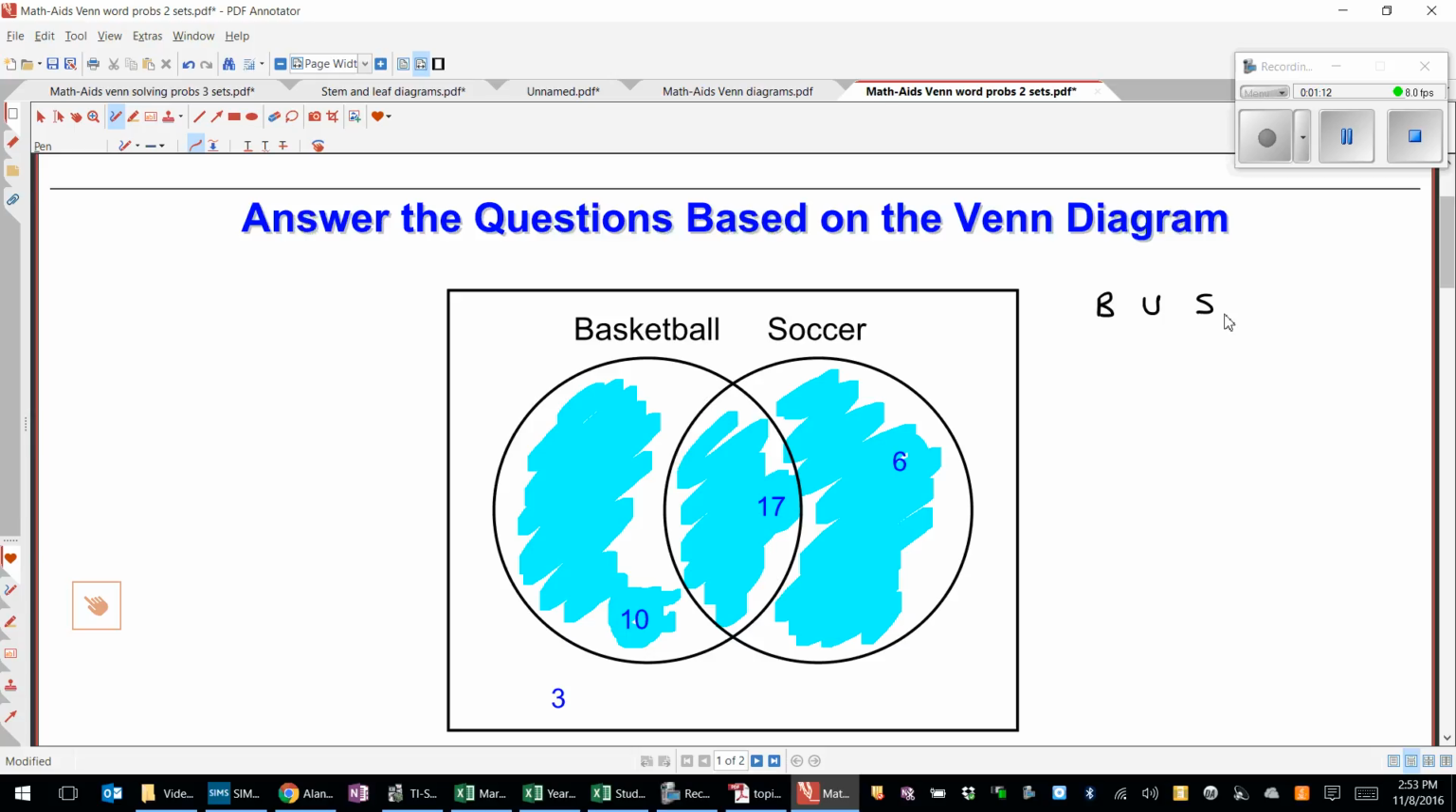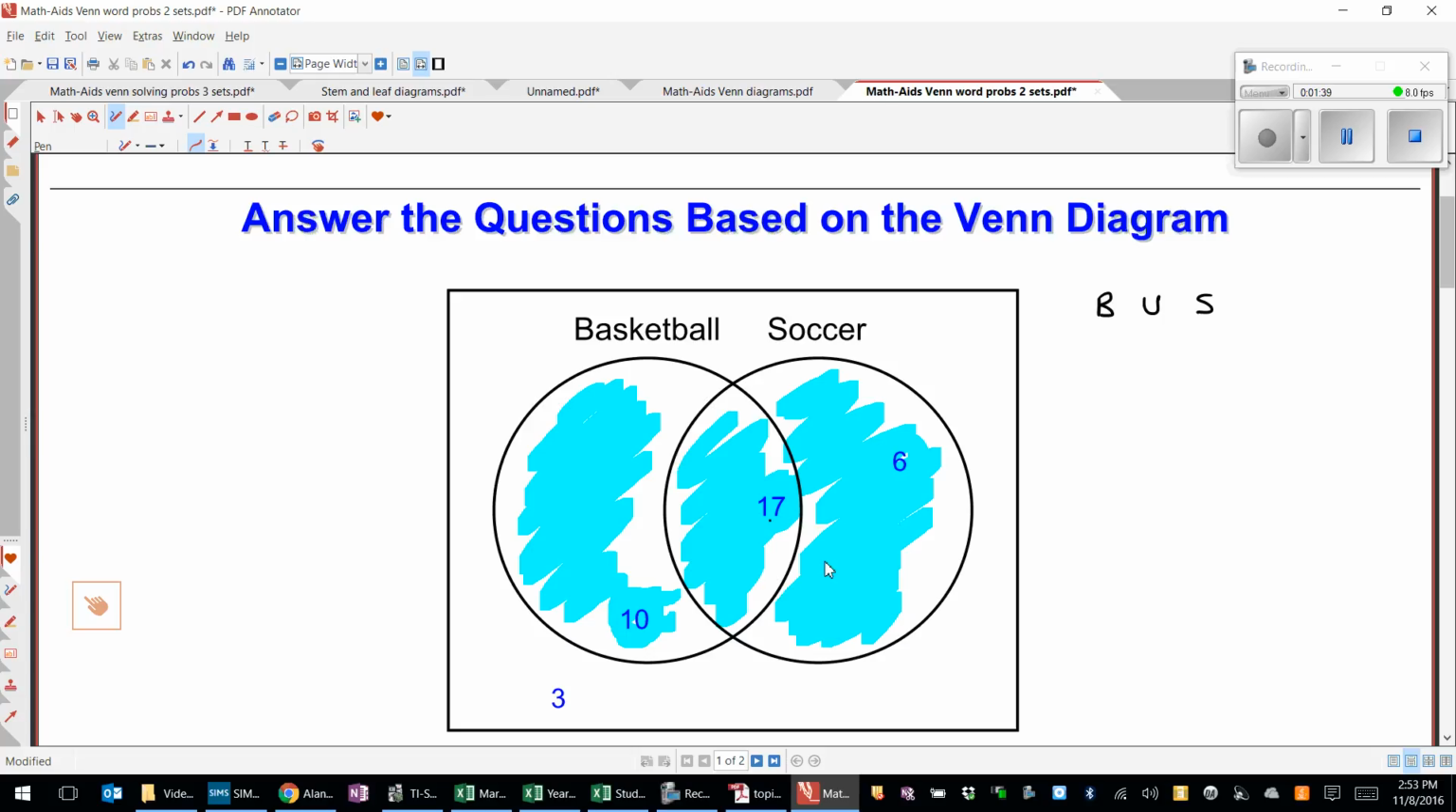So the word "or," basketball or soccer, means you consider everything. I guess what you're probably thinking is, the 17 shouldn't be in there. Basketball or soccer, but the thing is, these people here like basketball or soccer. They just happen to like both. Well, that's an "or." It depends on the strength of your word "or."